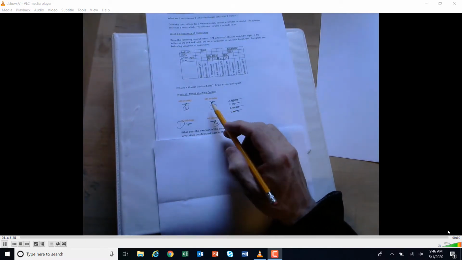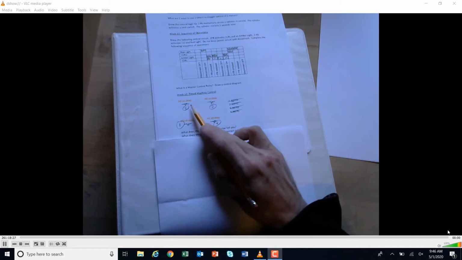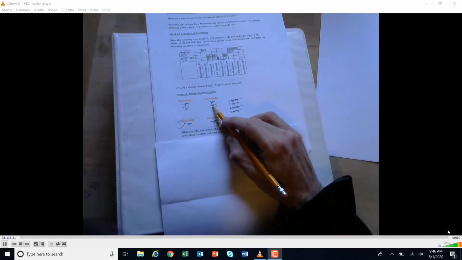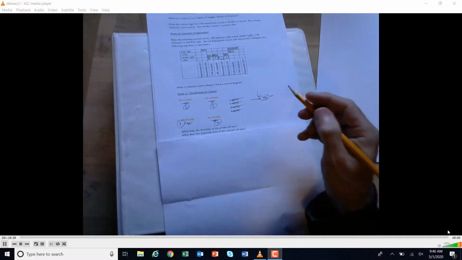And then remember that these on delays here, they start timing when the coil becomes energized. When you get voltage right here, and that is energized, that starts timing, okay? Versus these are off delays.